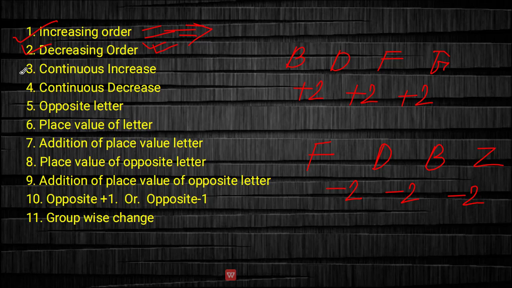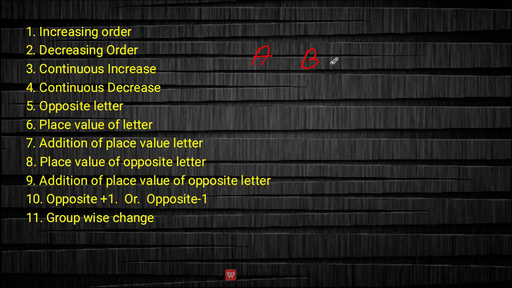And there can be continuous increasing. That means there may be a question like A, B, D, G. So here you can see that these letters are increasing, but continuously increasing, like here plus 1, here plus 2, here plus 3. So it is a pattern of continuous increasing order.